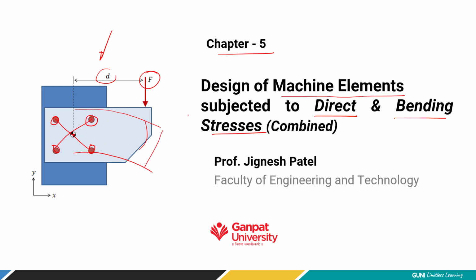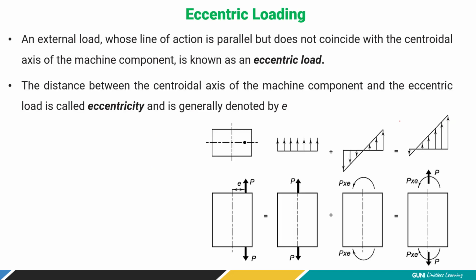Now in this chapter, because of this, there are direct stresses also acting on all these 4 bolts, right? Along with that, because the load is applied at a distance, it is going to create a bending. So we are going to study those machine elements in which we always have a direct stress applied, and along with that we also observe the bending stress. So how can we find the dimension of such an element? That we are going to learn in this chapter.